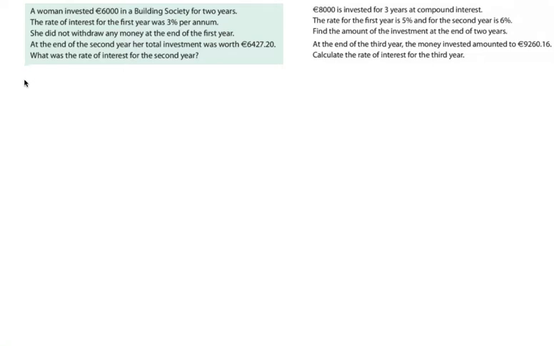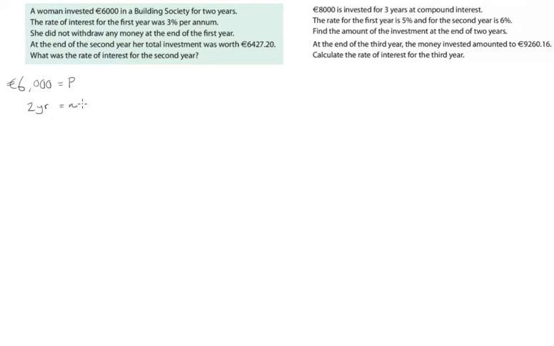A different type of sum, again involving compound interest. I'm going to show you how to do the one on the left, and then I'm going to get you to do the sum on the right. So a woman invested 6,000 euros, and that is the principal. She invested it for 2 years, that's the number of years.